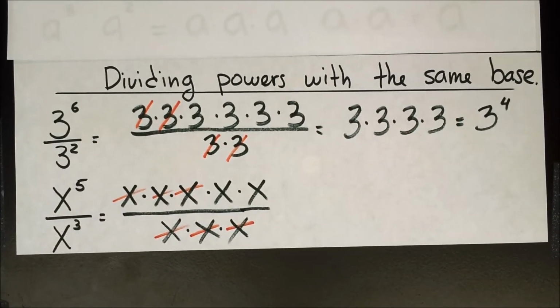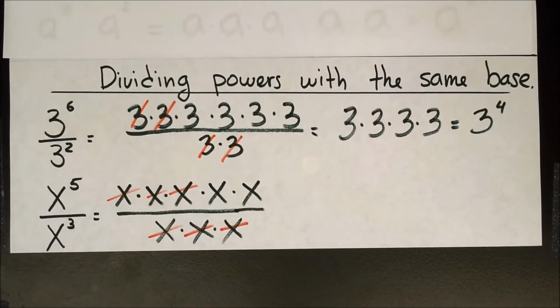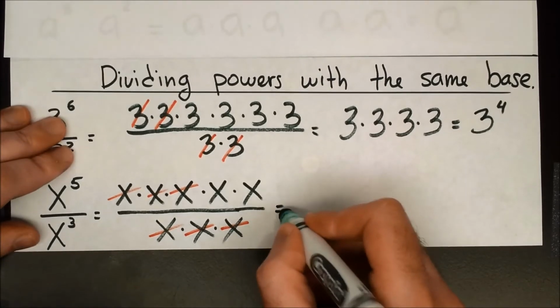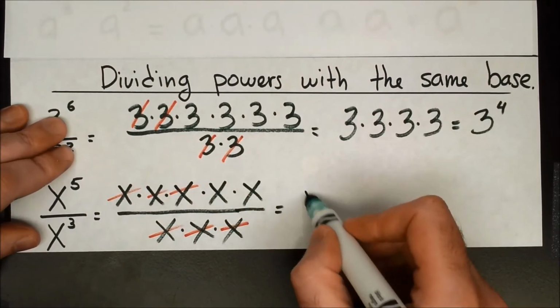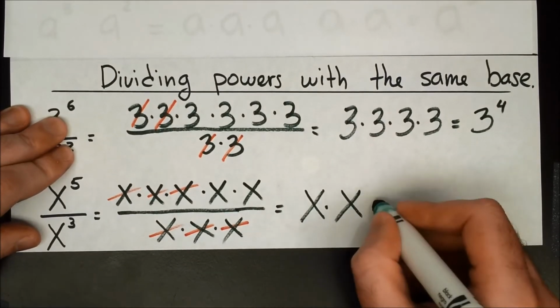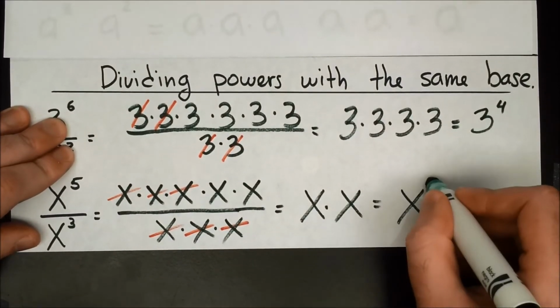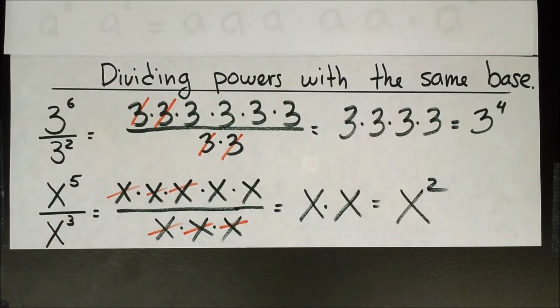So, is there anything left on the bottom? No. What's left on the top? These two, x times x, which is x squared. So if we were to apply our shortcut, if we were to subtract the exponents, 5 minus 3 is indeed 2. So the shortcut would be, if you're dividing powers with the same base, simply subtract the exponents. But this is why that works. This is why the shortcut works mathematically. This is why I'm showing it to you.